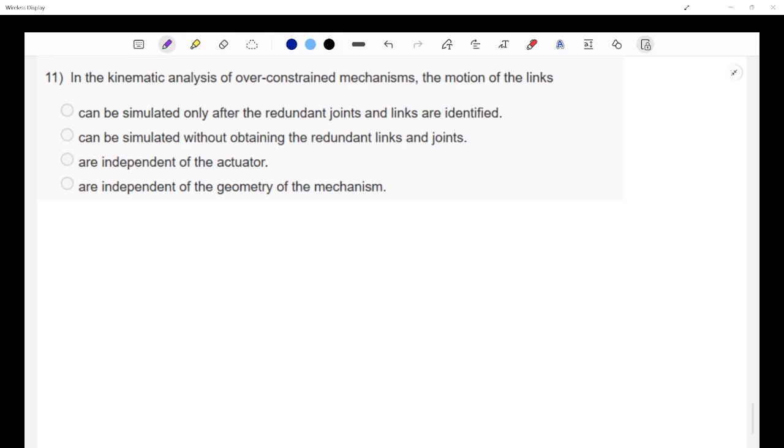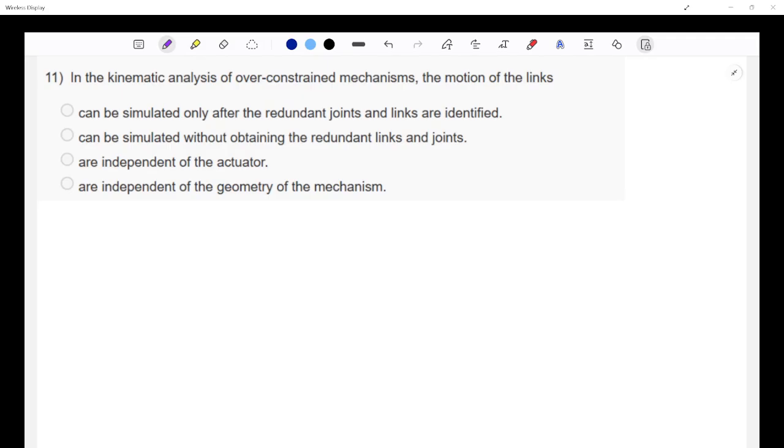Okay, let's move to the next question. In the kinematic analysis of over-constrained mechanisms, the motion of the links can be simulated only after redundant joints and links are identified; can be simulated without obtaining the redundant links and joints; are independent of the actuator; or are independent of the geometry of the mechanism.